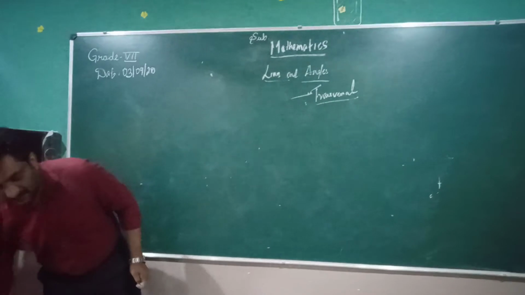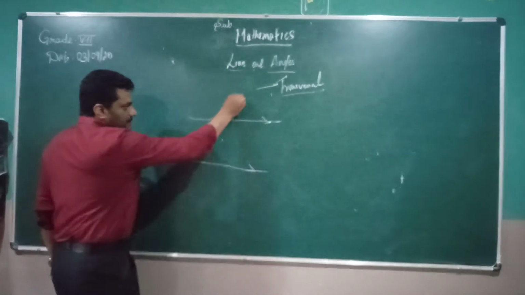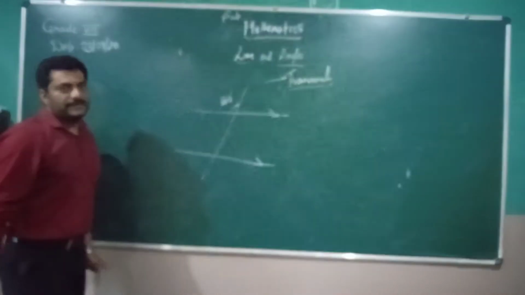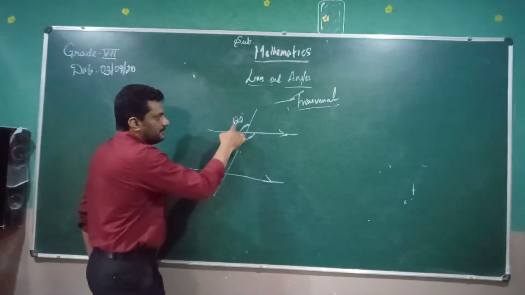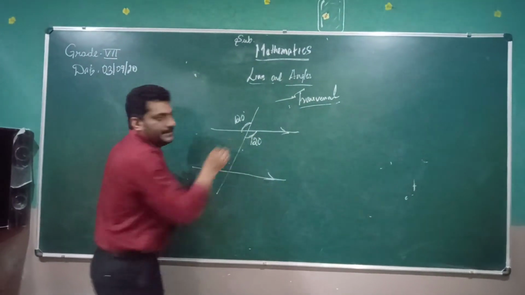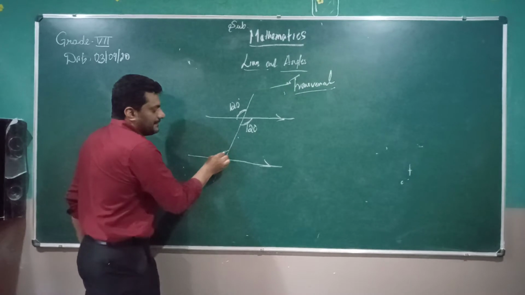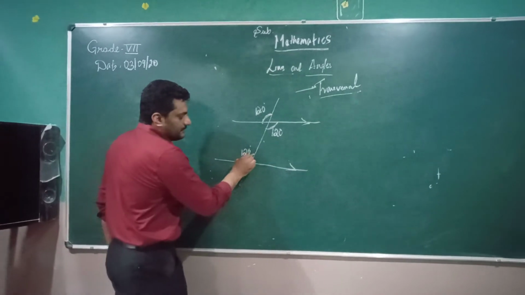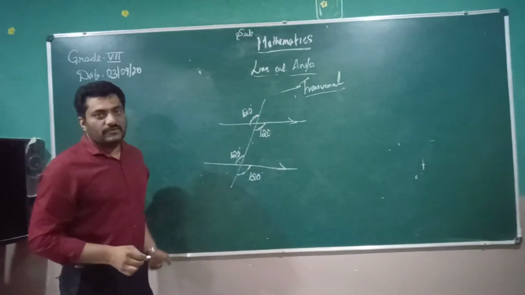Now let me do a problem based on the same concept. For example, I have a parallel line and a transversal. I know this angle is 120 degrees. If I know this angle, as I told you, these two are opposite angles. If this is 120, this will also be 120. And after that, I told you about the corresponding angles. This angle and this angle. Corresponding. If this is 120, this will be 120. If this is 120, this is vertically opposite, 120 degrees. We got all the 4 angles.